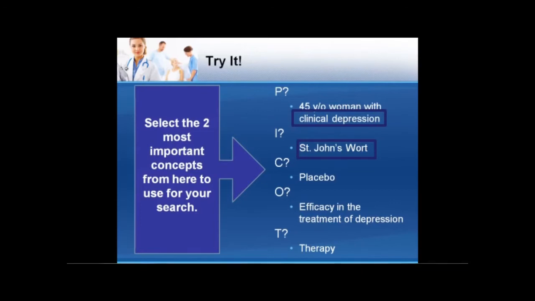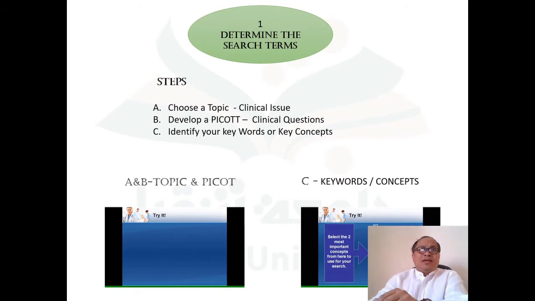Okay, let's continue. So this is the determination of search terms. Again, if we want to determine the search terms, we read the clinical issue, we analyze the clinical issue, and then we will create a clinical question from the issue, which is in a PICOT format. And then what will we do next? Then we will identify the keywords or the key concept. And then what's next? And that's what we're going to talk about in the next slide.